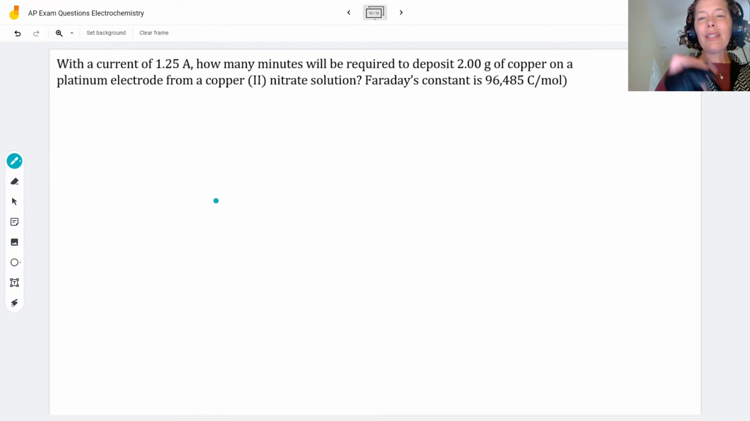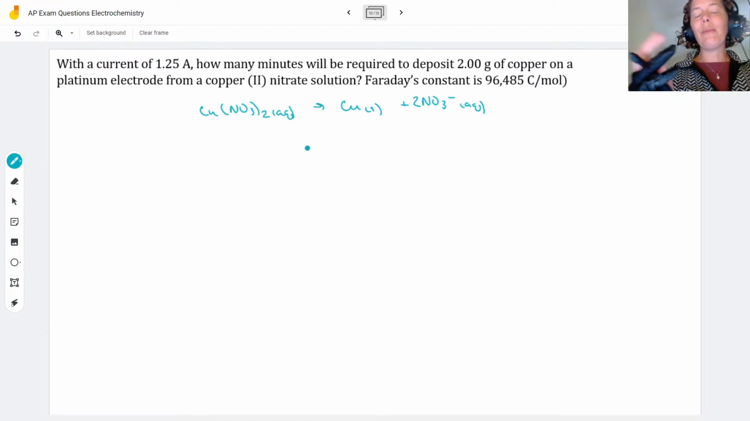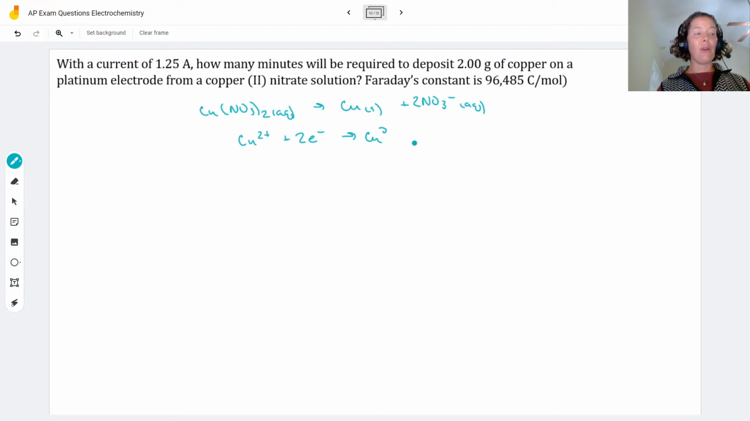Okay, so let's first just get our redox equation. What is going on here with the copper? So we are plating copper. We've got a copper 2 nitrate solution, so that is aqueous, and it is plating to copper solid. And so our nitrate here is just a spectator ion. It just hangs out. You can also write this equation if you want to simplify it down to just the redox. You've got copper 2 being reduced to copper solid, or copper 0 here. So you've got n equals 2 electrons.